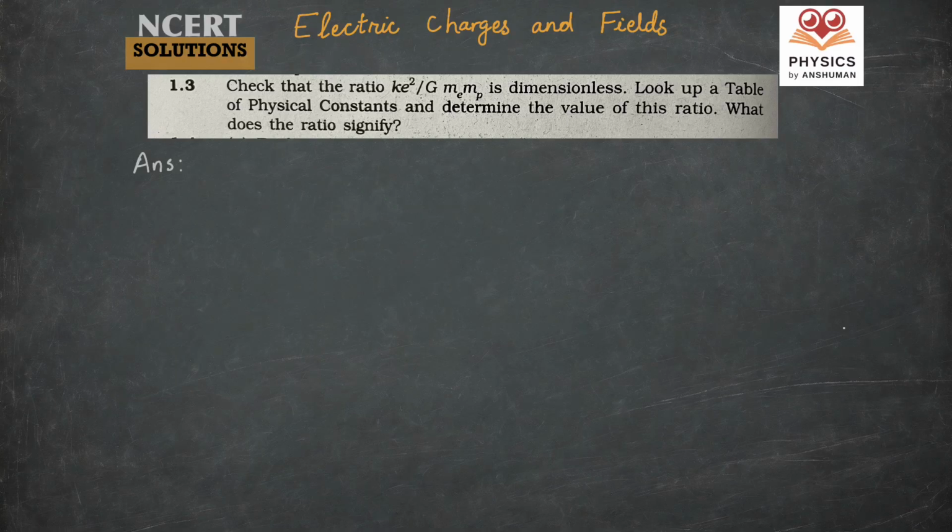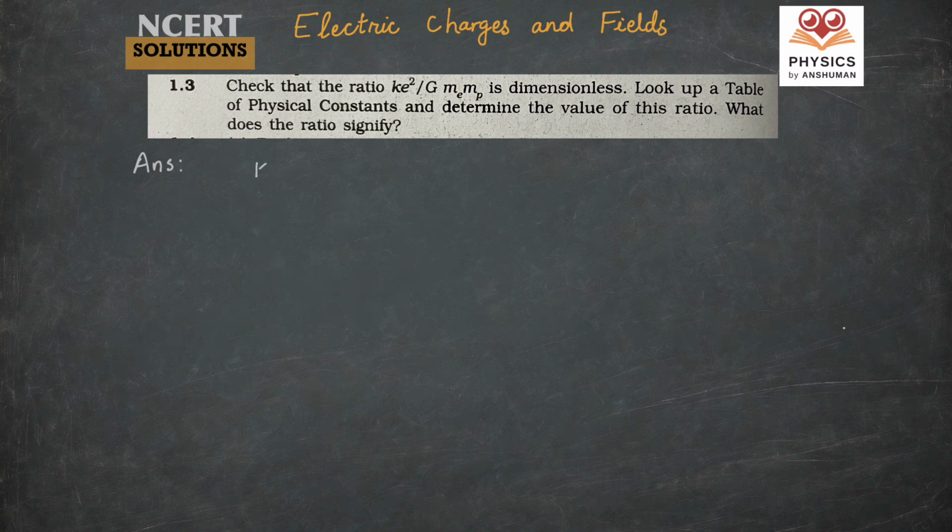The question is: check whether the ratio k e² divided by G m_e m_p, where m_e is the mass of the electron and m_p is the mass of the proton, is dimensionless. Look up a table of physical constants and determine the value of this ratio. What does the ratio signify? Let us do the answer step by step.